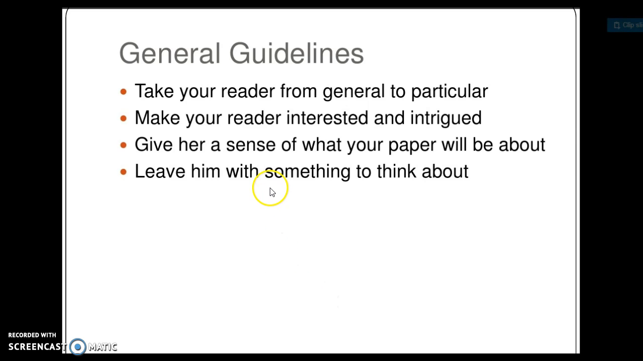Your general guidelines are going to be to take your reader from general to particular. This means to start with a broad idea or topic and make it narrow through your introductory paragraph. Make your reader interested and intrigued in your topic and idea. Give them a sense of what your paper will be about in the introductory paragraph, and leave them something to think about in the conclusion.